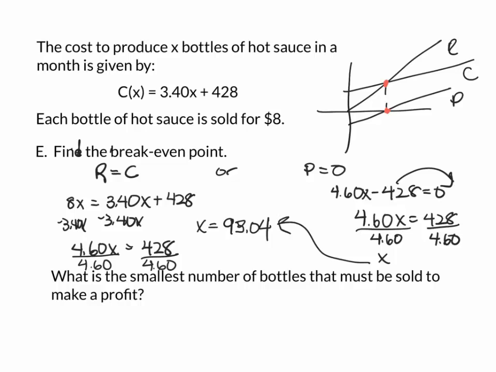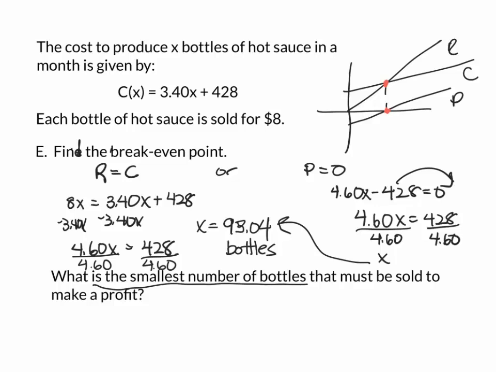So what this tells us is, in order to break even, in order to not make any profit or have any loss, I have to produce 93.04 bottles. Now, the thing that's difficult is that makes no sense, because we can't actually make 93.04 bottles, because you can't make 0.04 of a bottle. So oftentimes what we do is, instead of reporting the break-even point, if it doesn't fall at a nice even number, we figure out what is the smallest number of bottles that must be sold in order to make a profit.